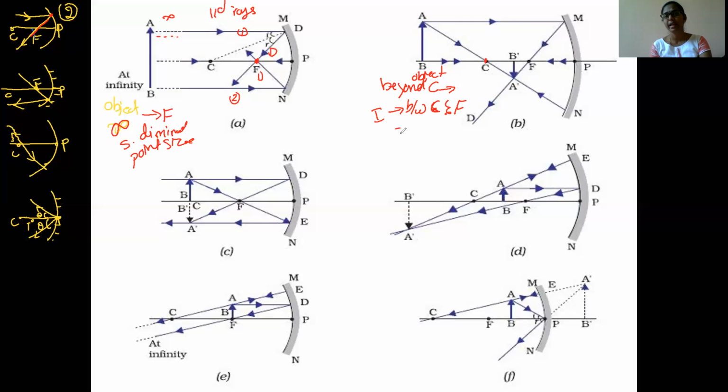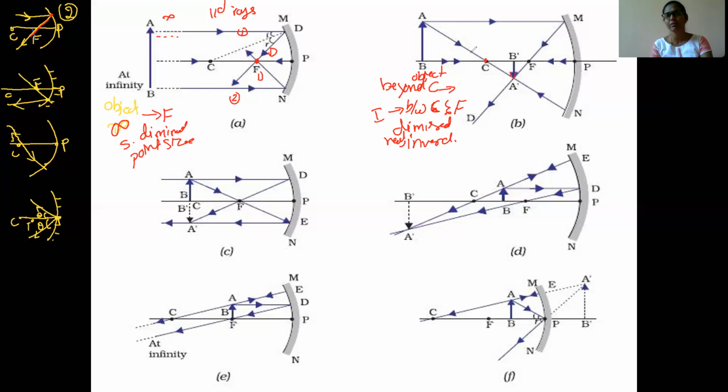What is the size? It is diminished. Diminished means smaller in size compared to the object. You can see the length of AB here is large, but the length of A prime B prime is smaller in size compared to AB. It is inverted, and you know the nature. What is the nature? It is real. Real means it forms on the same side, and it is inverted. So it is a same-side, inverted image, smaller in size. We can see all the properties here, right?